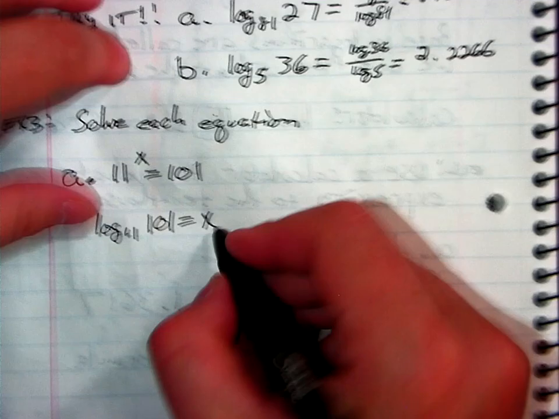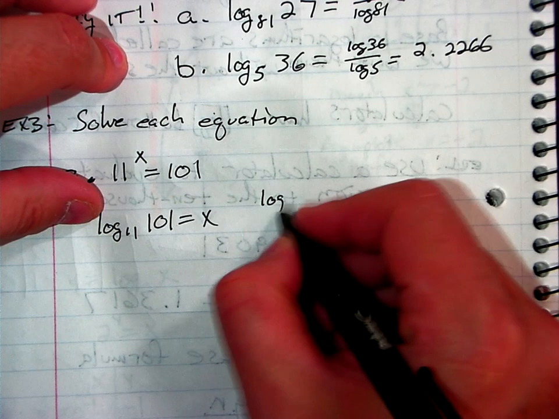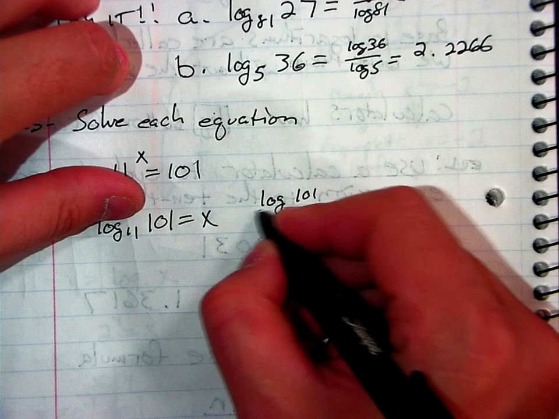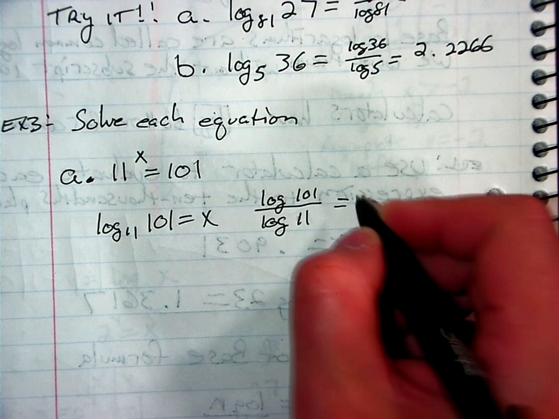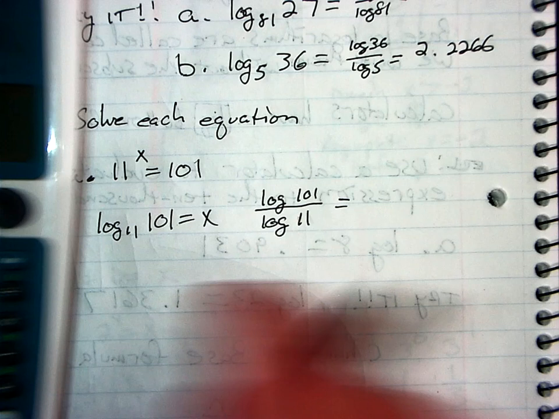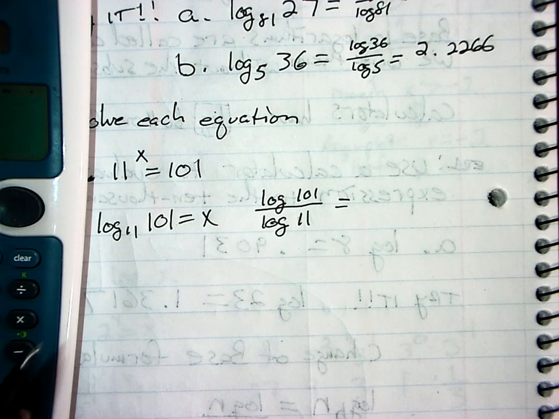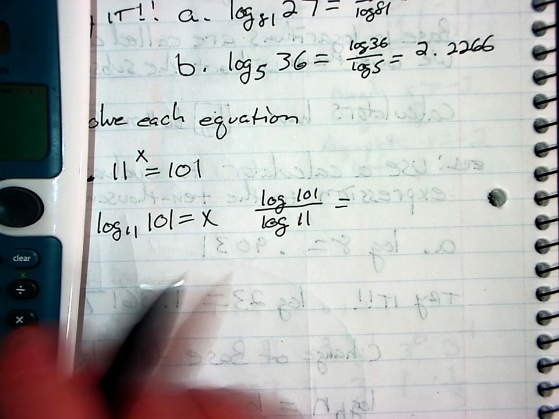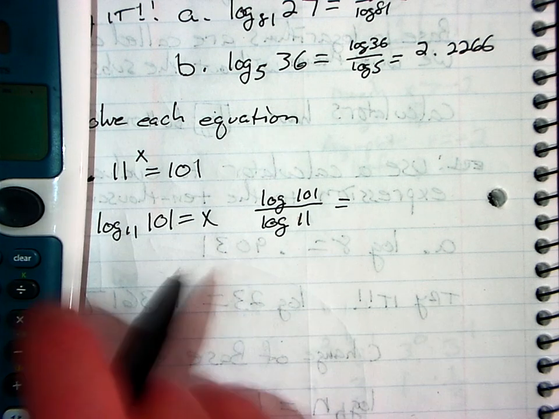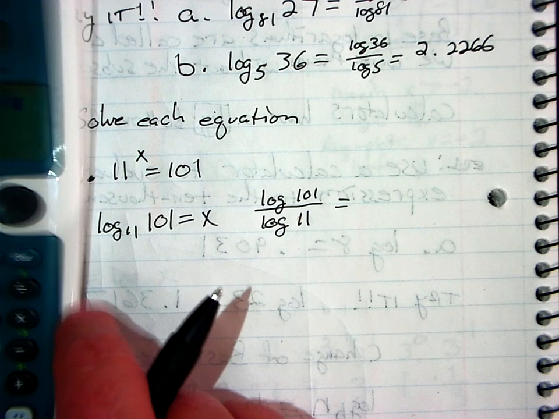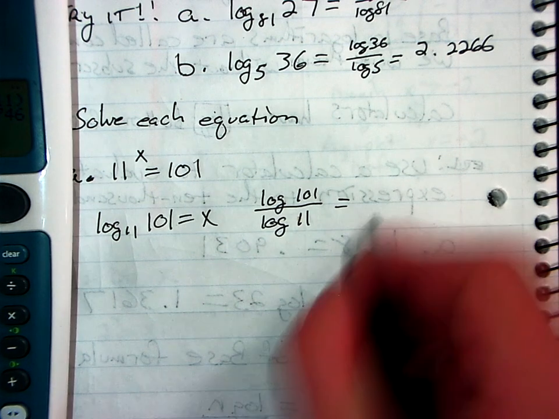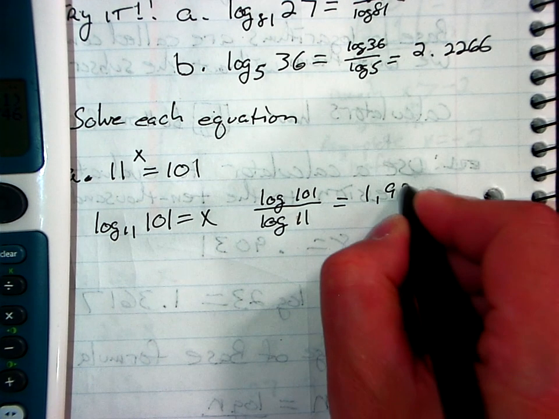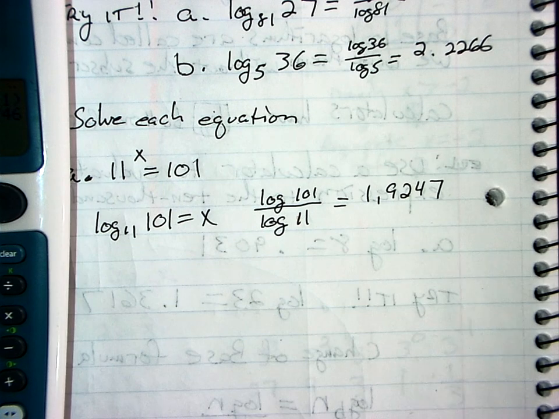Change a base. So we do log 101 divided by log 11. Log 101, excuse me, divided by log 11. And I got 1.9247.